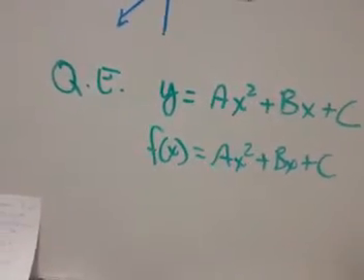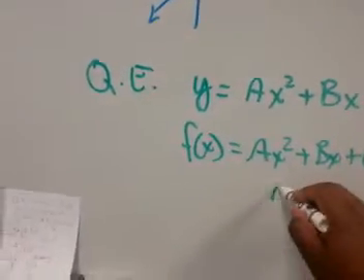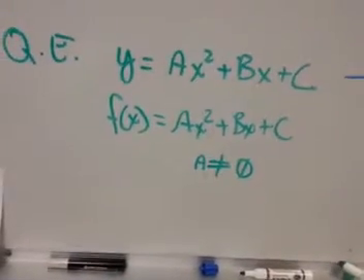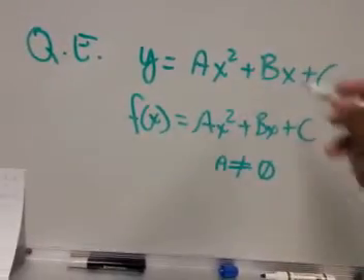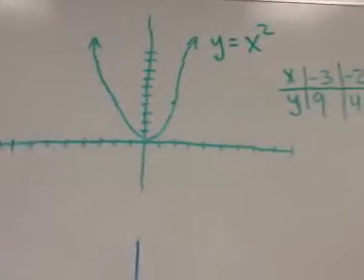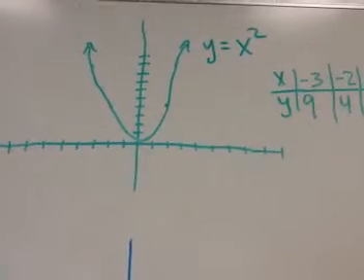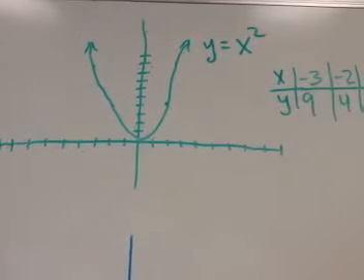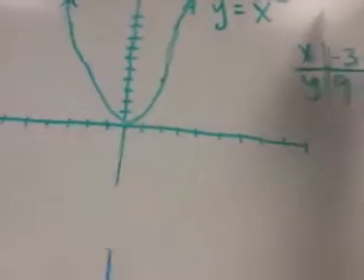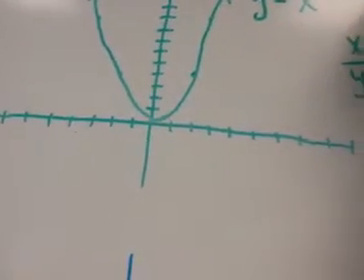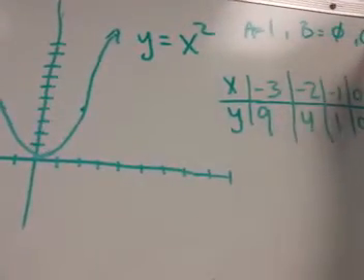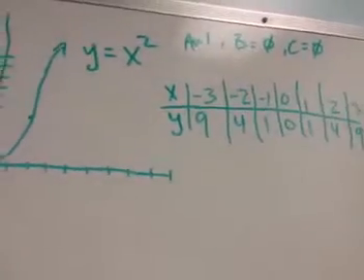The only thing is a cannot equal 0. Okay, a cannot equal 0. B and c can equal 0. So if you look up here, this parent parabola quadratic function has y equals x squared. Well, that's just saying, in this case, we're basically saying a equals 1, b equals 0, and c equals 0. And that's how we get that.